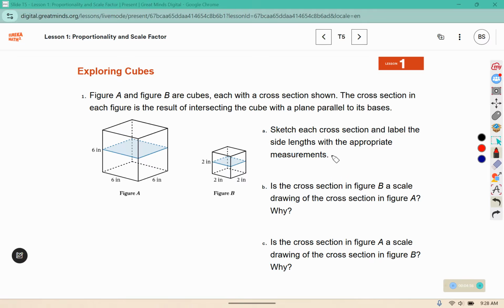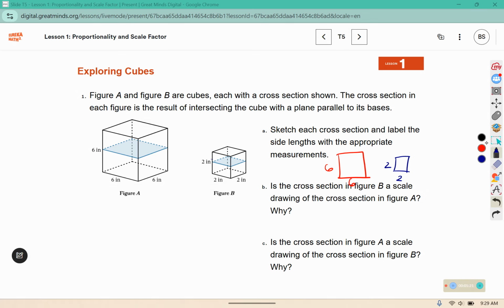Well, we have two squares, one from figure A, which is 6 inches by 6 inches. And then we also have one from figure B, which is a 2 by 2. Is the cross-section in figure B a scale drawing of the cross-section in figure A? Why?